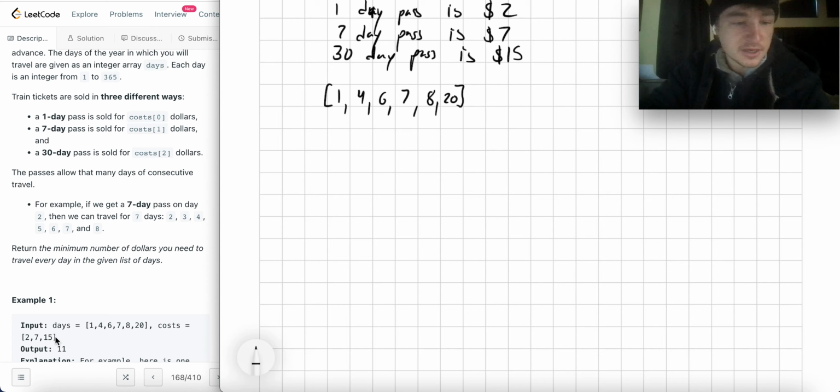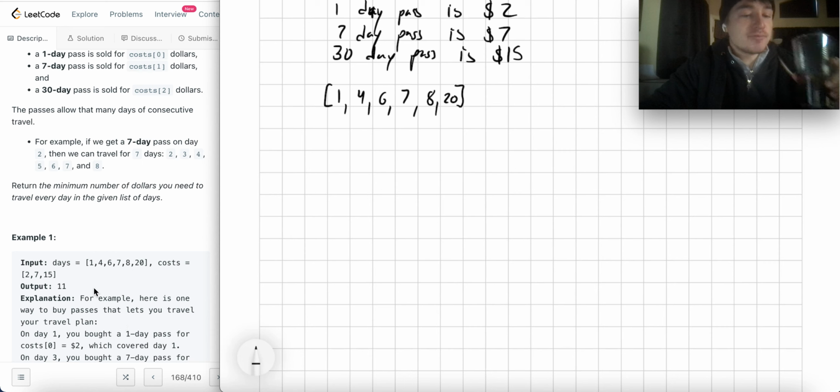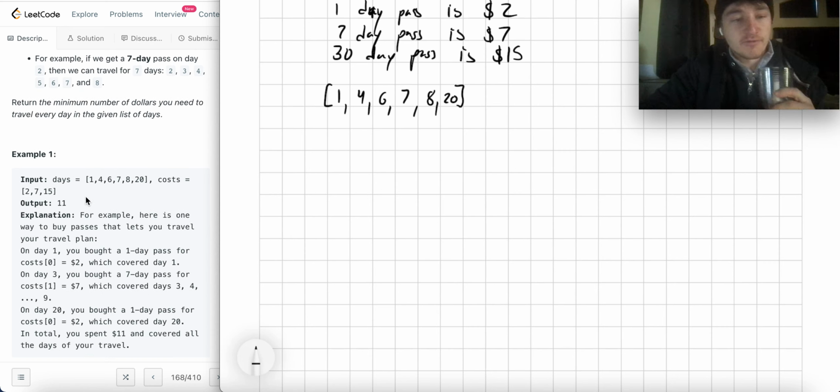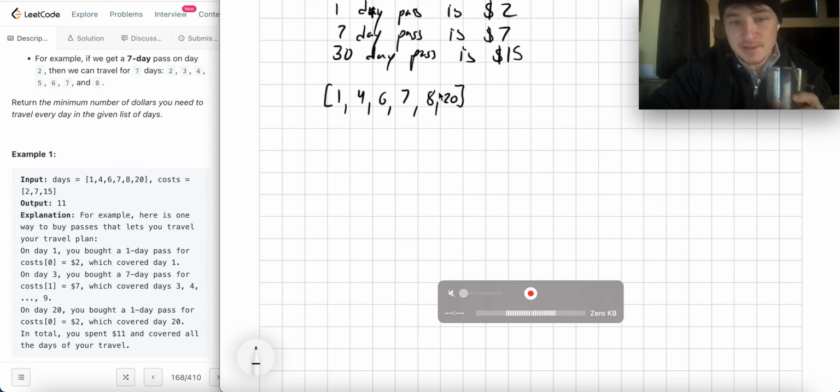And you get a deal. A 30-day pass costs $15, but if I wanted 30 consecutive 1-day passes, it would cost me 2 times 30, $60, because I'd have to pay $2 each day for 30 days. Simple arithmetic. Okay. So the optimal solution here is 11. Why? For the first day, you can just buy a single 1-day pass. You can cover this 4-day period by getting a 7-day pass, and then buy another 1-day pass to cover day 20.